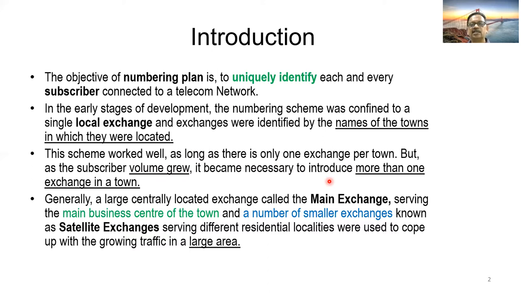This pattern was okay initially, when the number of telephone subscribers was very small and the exchanges were located in the main business areas. Subsequently, the number of users increased, not only in numbers but also in geographical area. Some other colony or area may come up more than 5 to 6 kilometers away from this exchange. As we have already discussed in subscriber group systems, there is a limitation on the line length for connecting to this exchange.